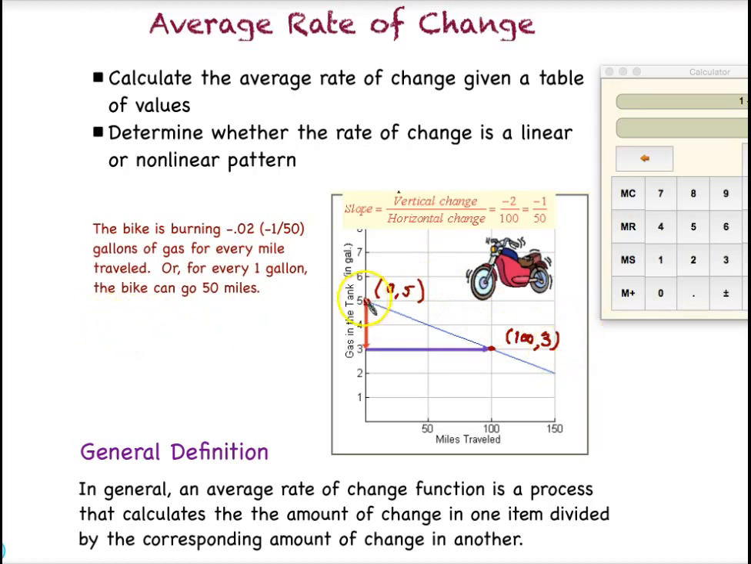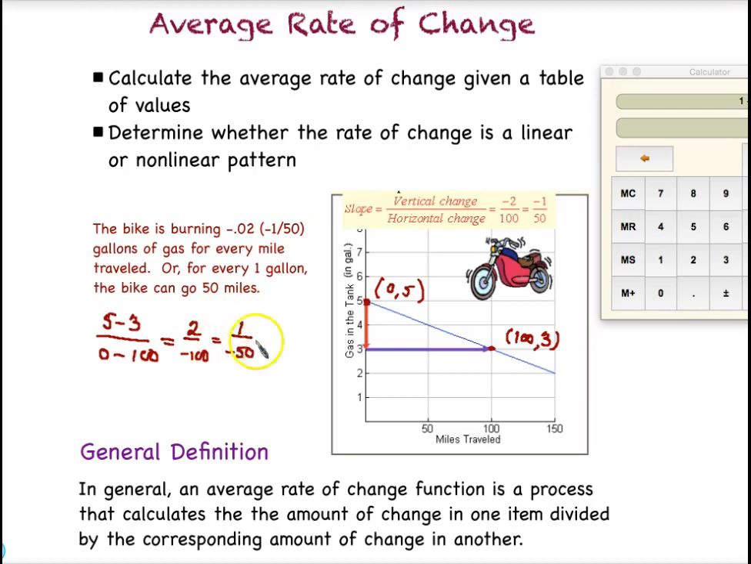So if we look at the slope and we do our vertical change first, our vertical change is always our y coordinates. So we would say we had 5 gallons in the tank. Now we're down to 3. We started off traveling 0 miles, and by the time we got down to 3, we had traveled 100 miles. You will recognize this, like I said, as the slope formula. If we're to calculate it, we would get 2 over negative 100. And then we could simplify this down to 1 over negative 50.